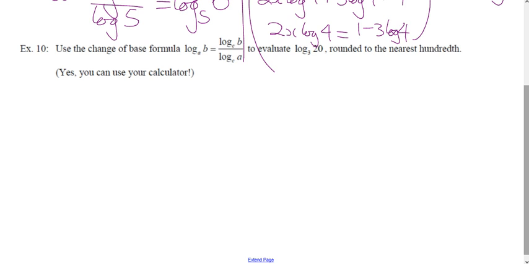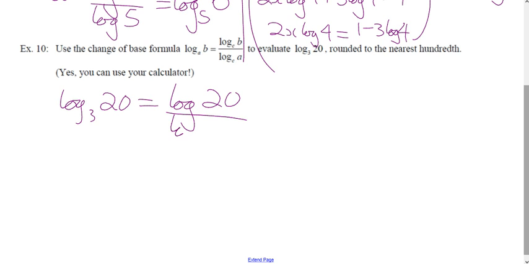So you can't do this one. But the base change formula says what? Log base 3 of 20 is equal to what? Log 20 divided by log 3, which is about 2.73. Good? Okay. Now we get into the actual new stuff.